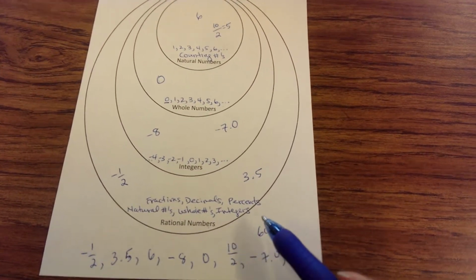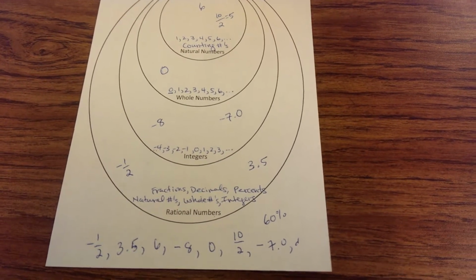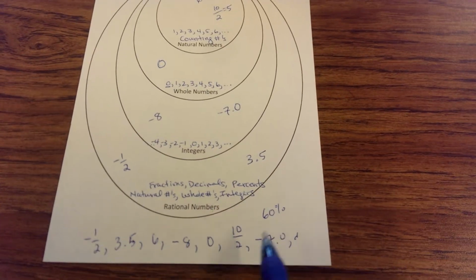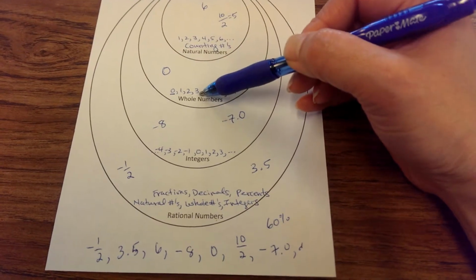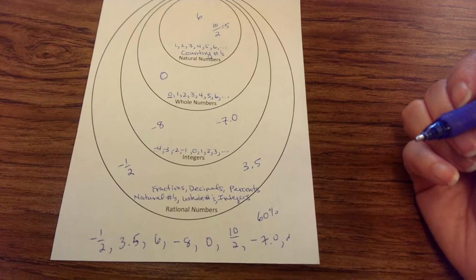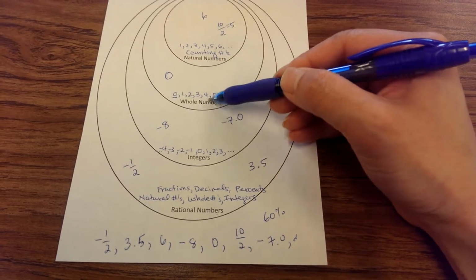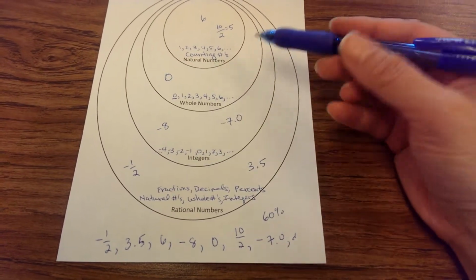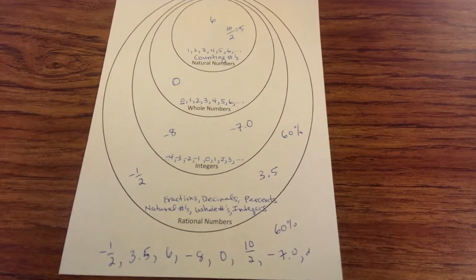Okay? And our last one is 60%. Now you might say, oh, 60, that's like a whole number. It's 60%. If I give you 60% of my candy bar, did you get a whole candy bar? No. So 60% is only part of a whole. If it were 100%, then it would be a whole. So it'd be counting, it'd be in our wholes, and it'd be in our integers and our rationals. But 60% is only a part. So it's not a whole. So it's not part of the natural numbers, it's not part of the whole numbers, it's not an integer because integers are your positive and your negative whole numbers. So 60% would just be in the rational number circle.